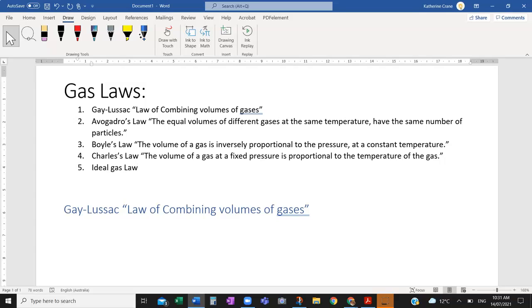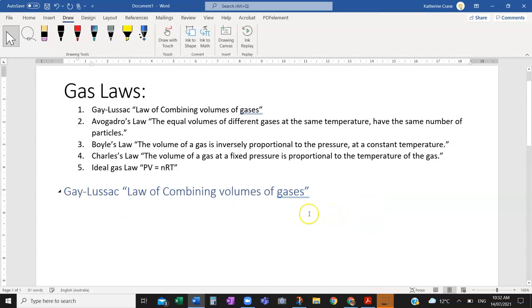It's the ideal universal gas law. It is PV equals nRT. Okay, so that'll be the last thing we do. We'll get to that. You don't need to memorize it because it's on your data sheet.